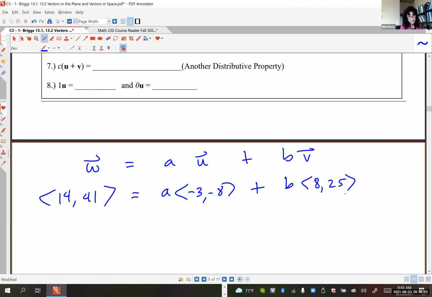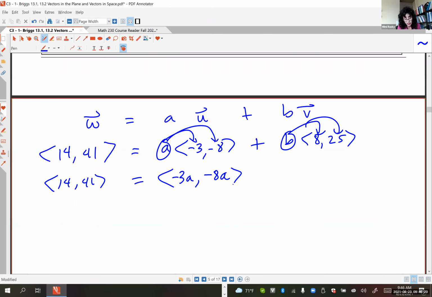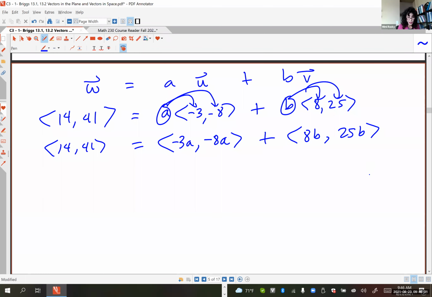Because when you solve a linear system, which is what's going to happen here shortly, you learned how to solve linear systems in your algebra class like 2 years ago. Okay, I'm going to do the scalar multiplication because I'm supposed to. So that's our next step. When I distribute the A, the first component will be -3 times A, comma. The second component, -8 times A. And then when I distribute my B scalar, I'll have 8B, comma, 25B. Well, now what? Don't worry, we've got to go slow here.